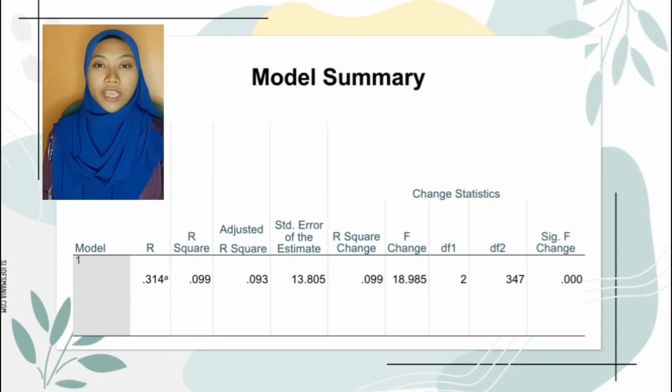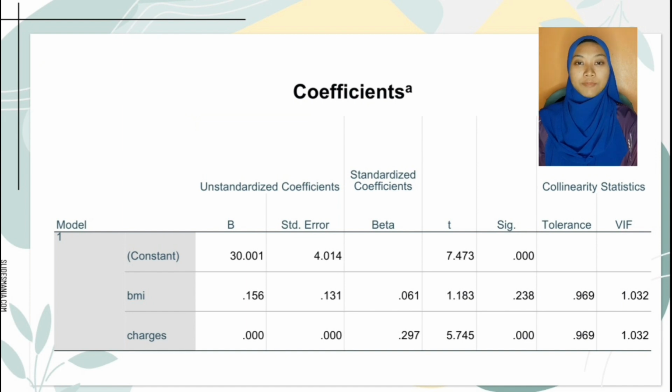From the model summary, we can conclude that the R-square value is 0.099, which means 9.9% of the variation in age can be explained by charges and BMI. The predictors are constant, charges and BMI. The equation is age equals 30.001 plus 0.156 BMI plus 0.000 charges. For every unit increase in BMI, the age will increase by 0.156. For every unit increase in charges, the age will remain constant.